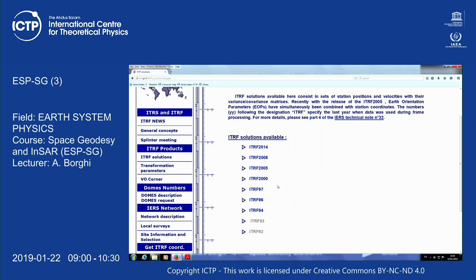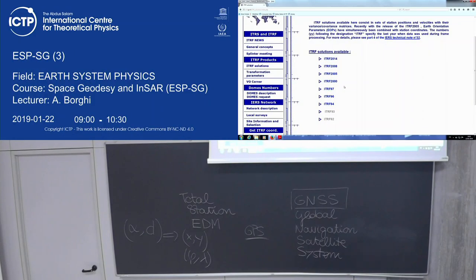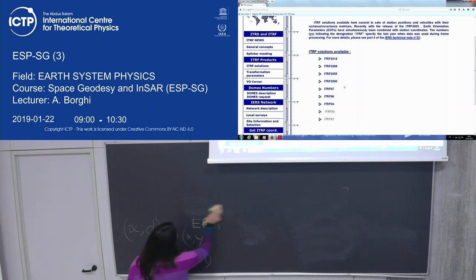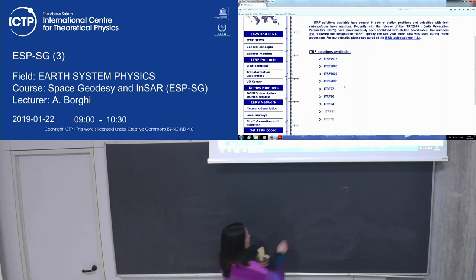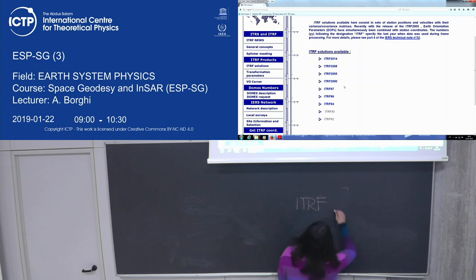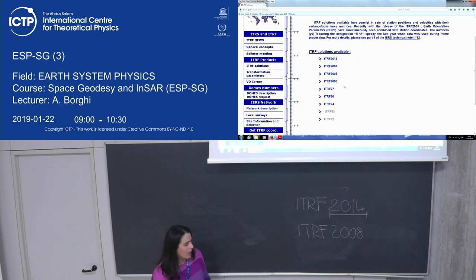Because the reference frame is so important, to have an accurate reference frame it is important to update it continuously, so we can see different times at which the solution is updated. You can see that we have the acronym ITRF plus the year. This is the year that distinguishes this solution from the others.